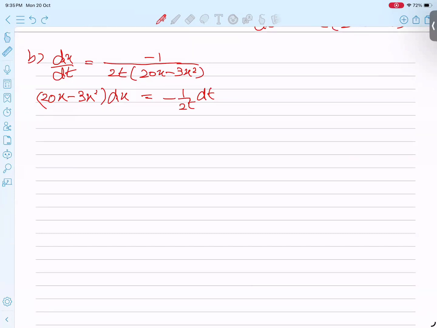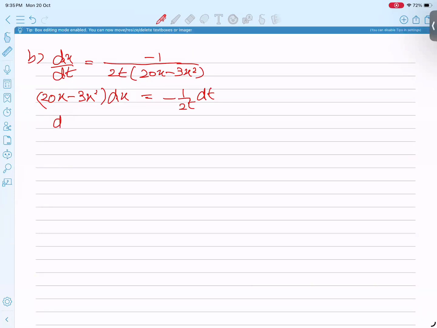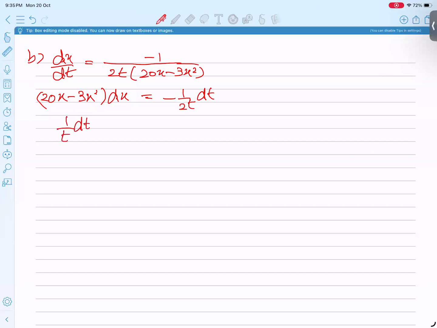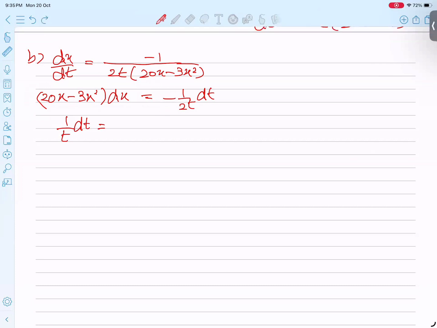I will change the sides. So do 1 over, and this 2 I will multiply on this side. Reason, I will just tell you what the reason behind it is. Just wait. The negative sign is shifted to the other side, the 2 is shifted to the other side. I get this kind of thing.